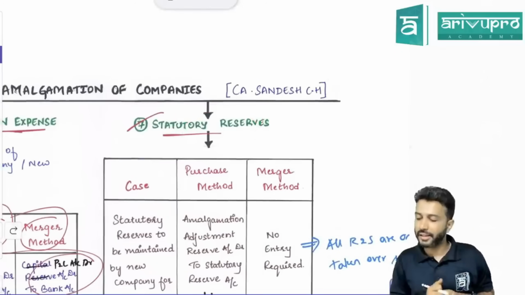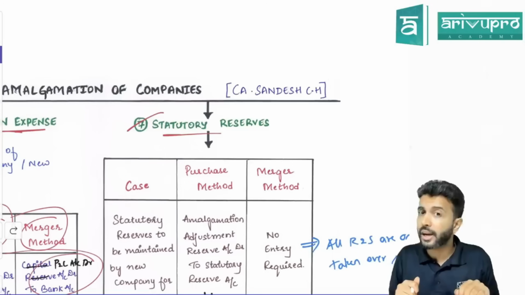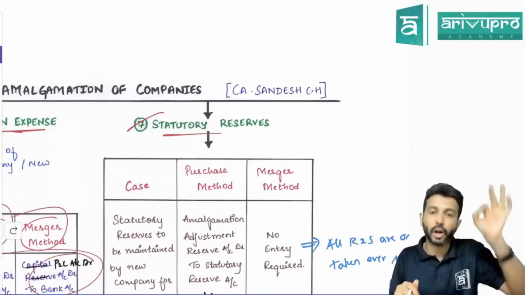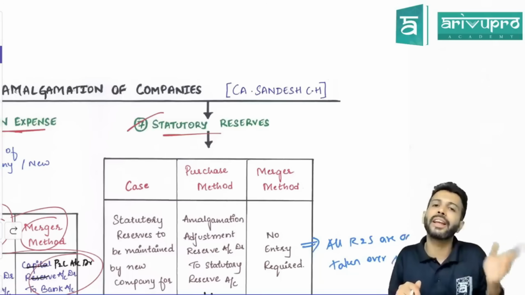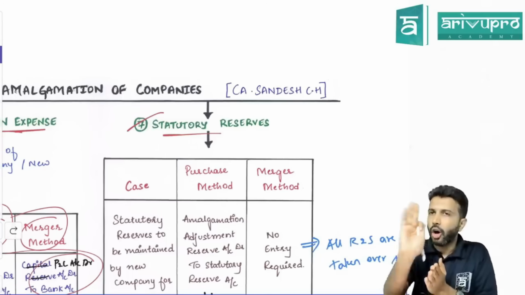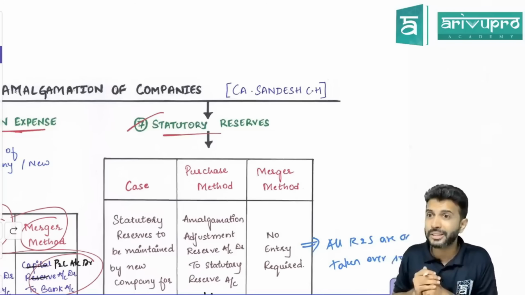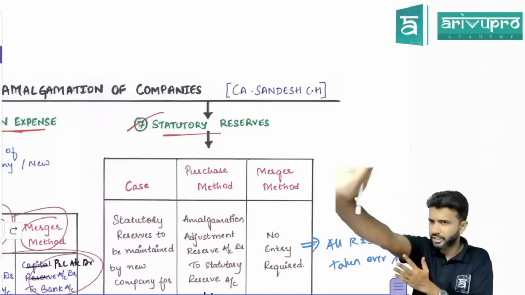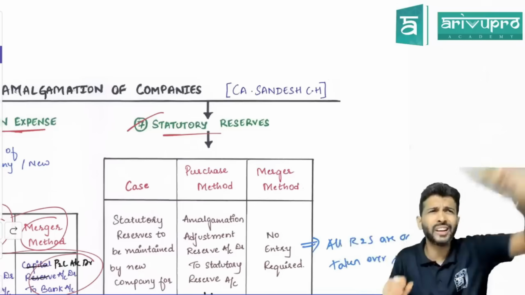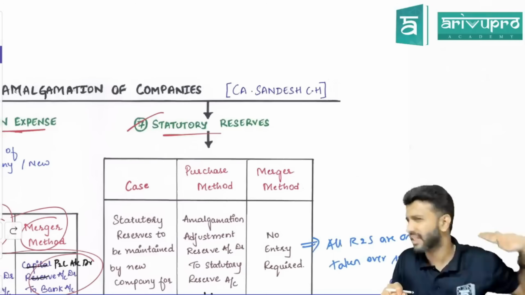The adjustment they will give in the question is: statutory reserves of the selling company have to be taken over by the purchasing company. Visualize this. Normally, will the purchasing company take over the reserves and surplus of the selling company under purchase method? Purchase method is a normal business purchase. When you buy someone's business, are you interested in their reserves or only assets and liabilities? Assets and liabilities. Their reserves you are not interested in, correct?